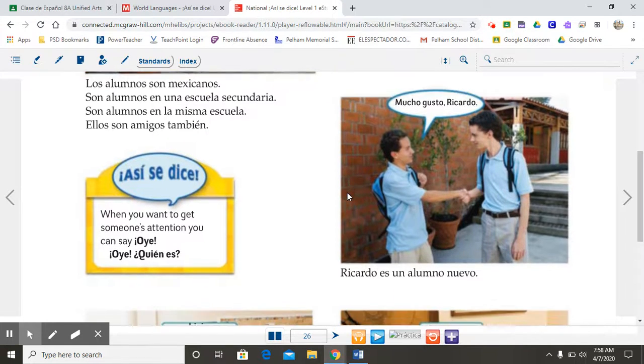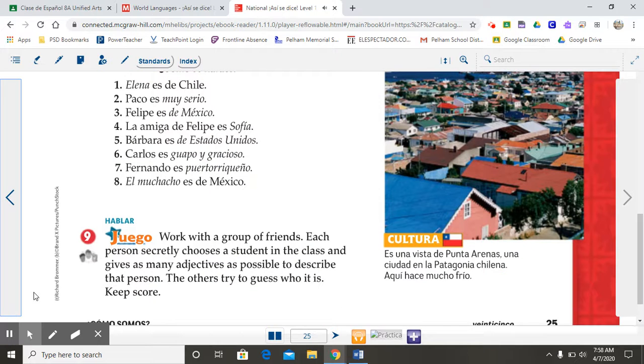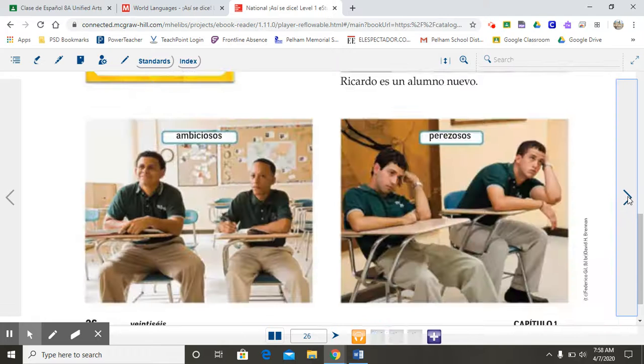And here we read some paragraphs. Here we have the more vocab words. Okay? You can see them in the bubbles. So these are super important. Ambiciosos. Ambiciosos means ambitious. Okay? If I wrote down ambiciosas, still ambitious. And perezosos. Lazy.